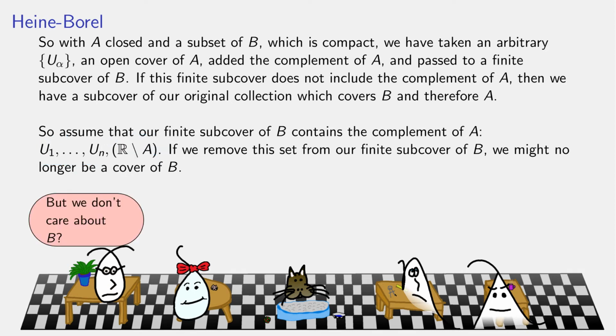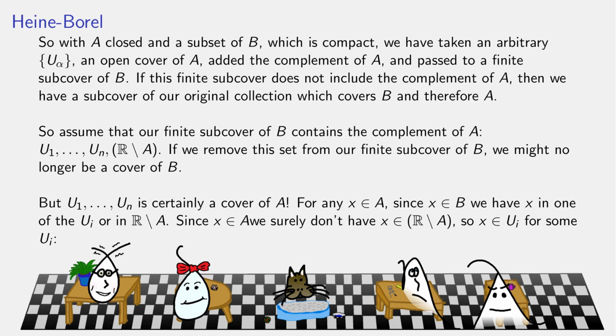But I don't care if I covered B or not. The goal was to find a finite subcover of A. So this covers B. If I take this out, I'm only removing points that weren't in A to begin with. So since the finite collection of U's with the complement of A covered B, if I remove the complement of A, I am not affecting what I have covered in A, because I only took away the complement of A. So since this covers A, if I remove the complement of A, I still cover A, because the only set I removed was exactly a set that didn't cover anything from A.